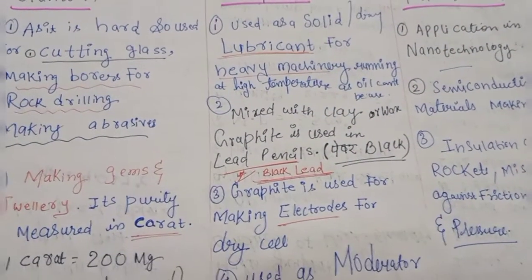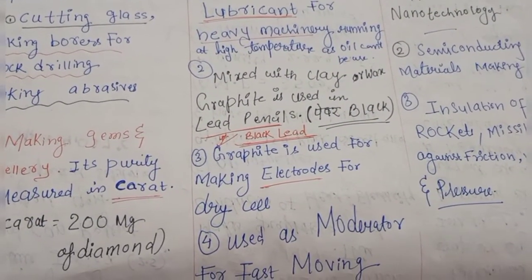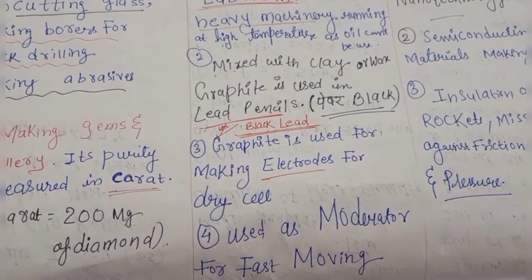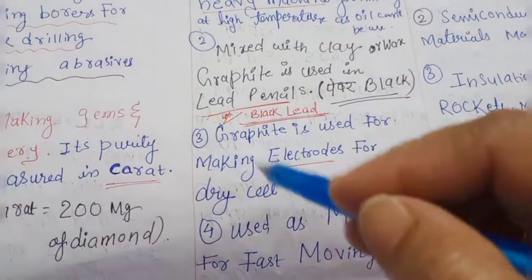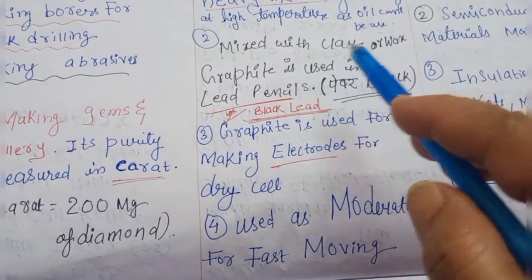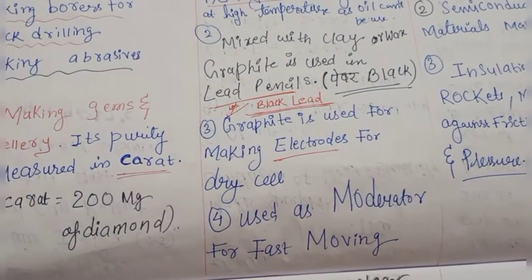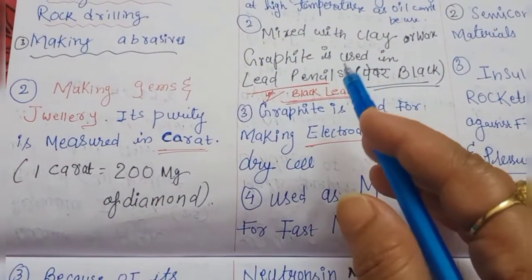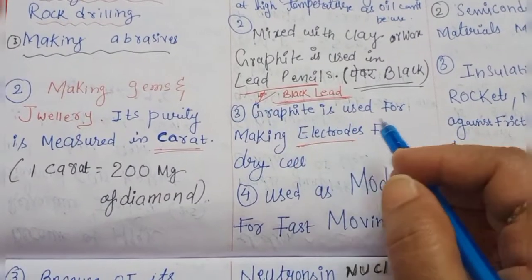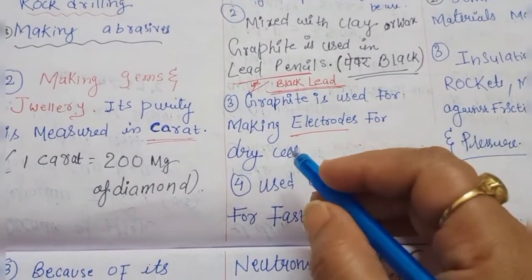It is mixed with the clay or wax. It is used in lead pencils. We know we are writing with the pencil now. So when it is mixed with the wax or the clay, it is used as pencil leads, or we can say black lead also. Graphite is used for making the electrodes for the dry cells.